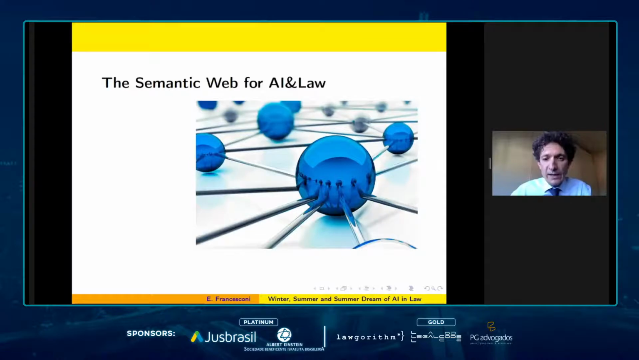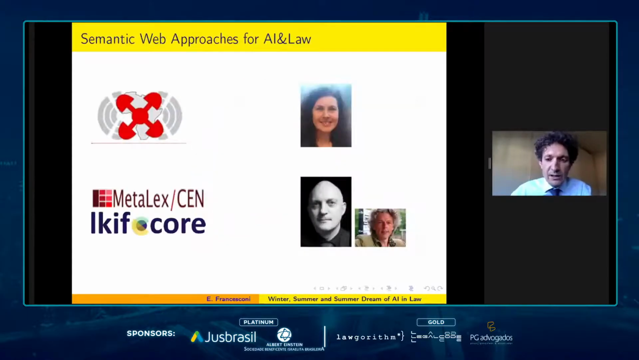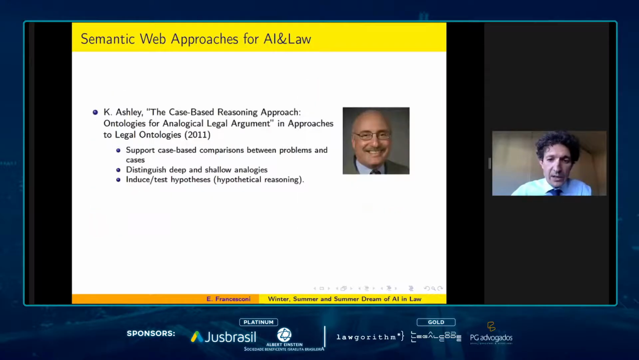And the semantic web in the AI and law domain has already been developed quite a lot. And we have interesting solutions developed by the University of Bologna, from the University of Amsterdam, and also Kevin Ashley, in a specific article, identified the importance of ontologies for analogical legal argument.